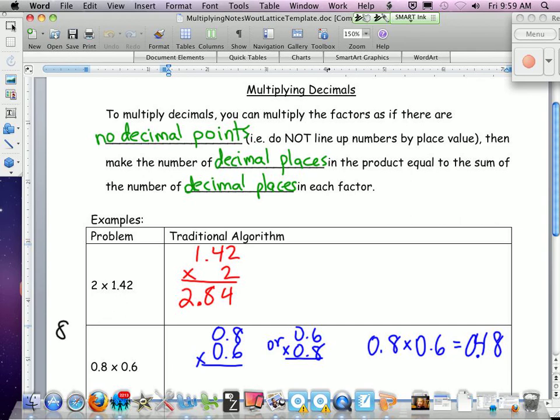Tenths times tenths. Think back to fractions. You have to multiply across the bottom. Multiplying across the bottom is going to get hundredths. So this answer ends up being in the hundredths. So it's all about that place value chart.